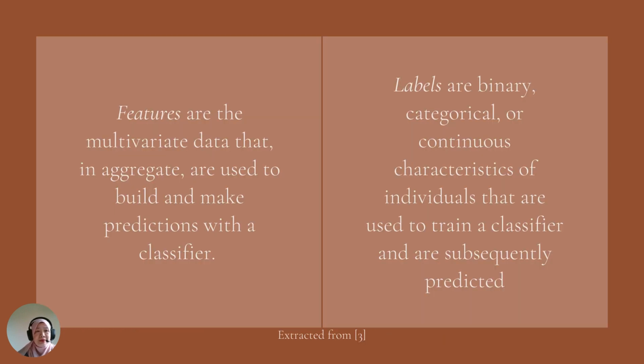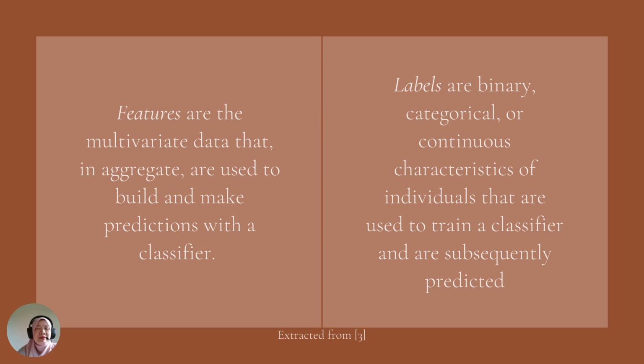In my slides later, I would like to highlight two terms that are probably not very familiar, or whose definitions may be different. For us, features are the multivariate data that in aggregate are used to build and make predictions with a classifier. With features, we are talking about shape features, color features, structure features, texture features, or even in 3D, volume and so on. We have mathematical calculations to represent the features, and they are normally numerical values.